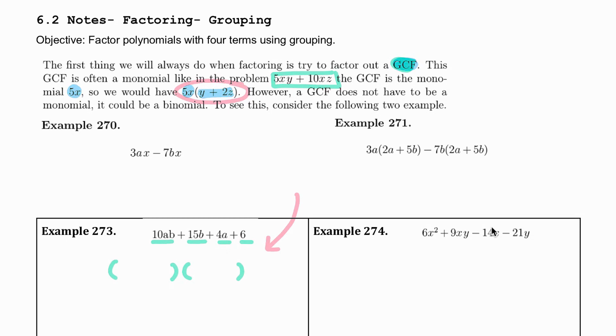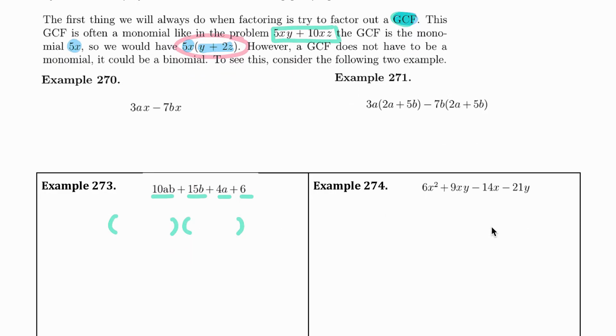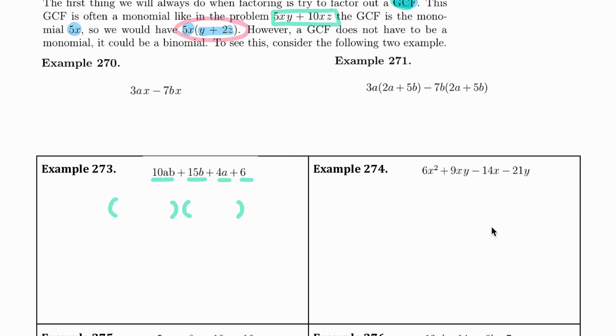Okay, so a couple examples just to get us warmed up. We have 3ax minus 7bx. Again, we always look for a greatest common factor. The only thing these have in common is an x. So we can take that x out. We're going to factor it to the outside. And if we divide each piece by an x, we're going to be left with 3a minus 7b inside.